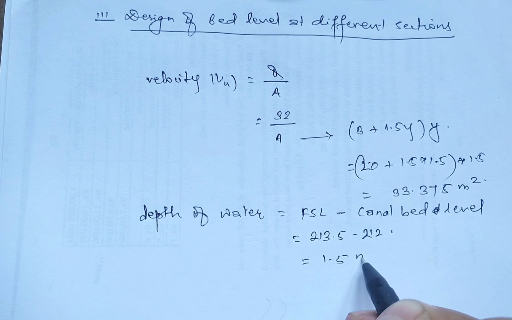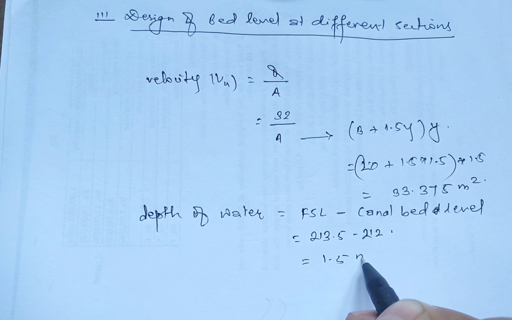RL of total energy line at section 4-4 equals RL of water level at section 4-4, 213.5, plus velocity head 0.047, equals 213.547 meter, which is the level at this point. We end the solution up to section 4-4.